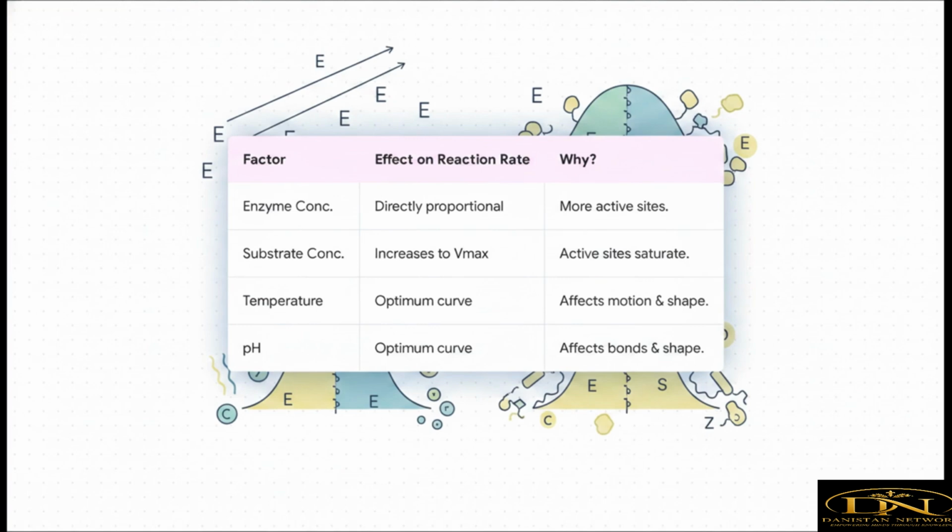More enzymes, you get a direct, straight-line increase in the rate. More substrate, the rate goes up until it hits that ceiling, Vmax. And for both temperature and pH, you've got that sharp peak, that optimum point, where performance drops off a cliff on either side because the enzyme's actual shape is on the line.